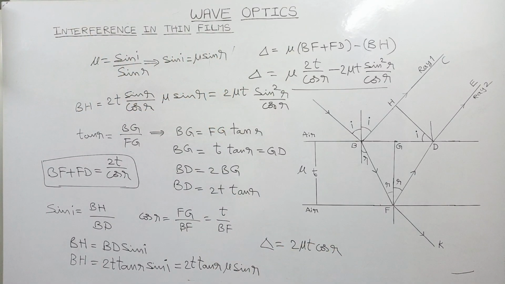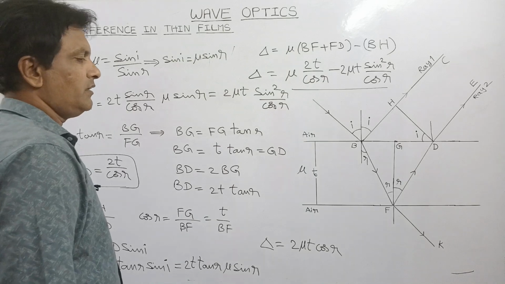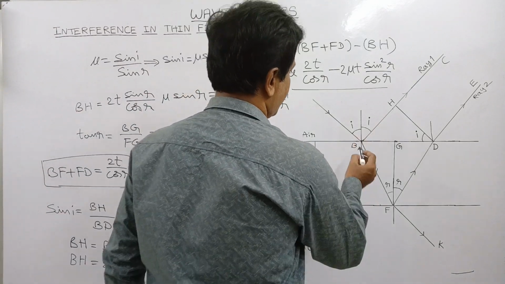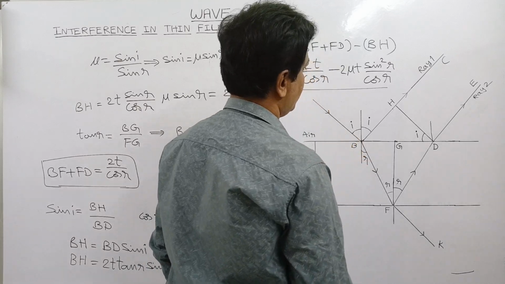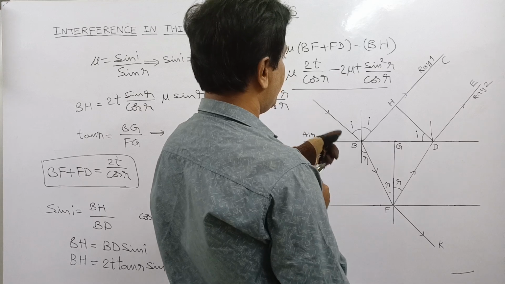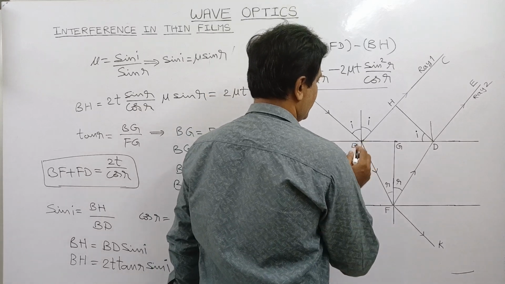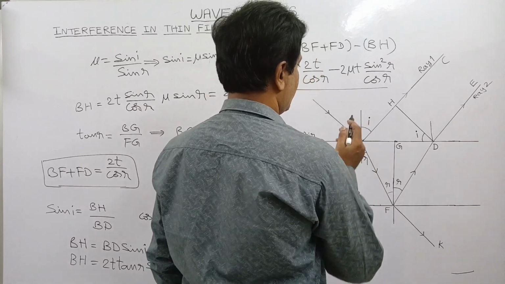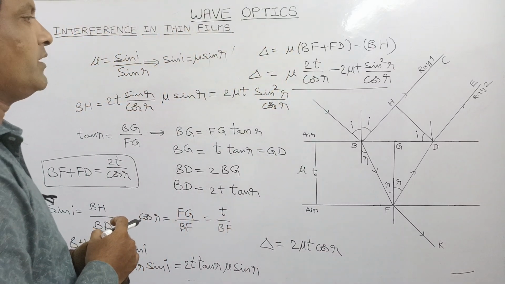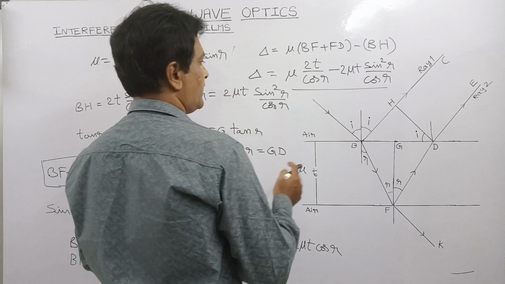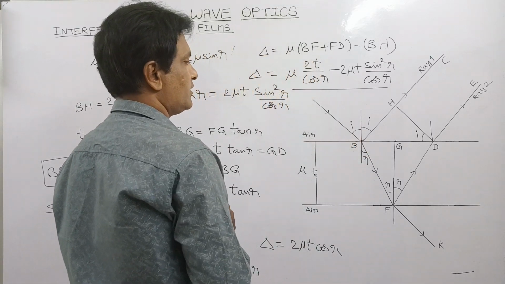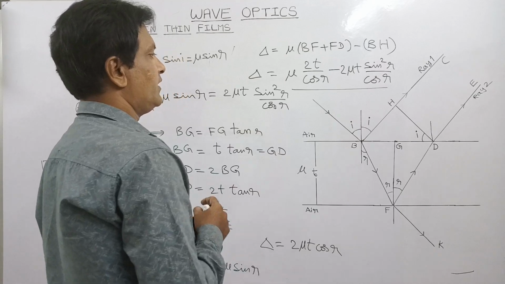Here there is a small correction because of the path length that will be changing at the point of reflection. If any light from a rarer medium to a denser medium is incident at a point, at the point of reflection it undergoes a path difference of half wavelength, or in terms of phase, a change of pi phase difference.